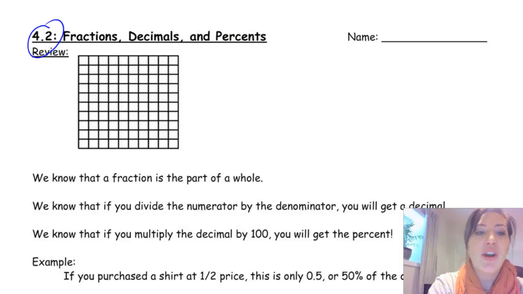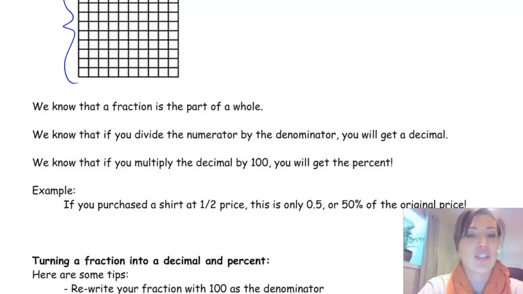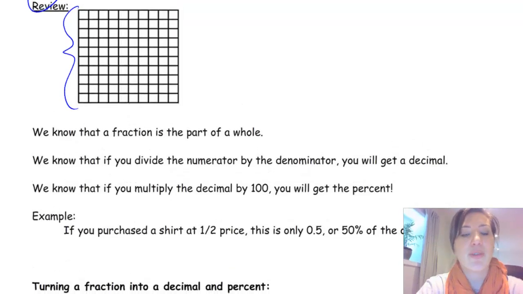So we already know about these 100 blocks. This represents a whole. So if you start to color in just some of the squares, that is just a fraction of the whole, just part of the whole square. So we know that a fraction is part of a whole, that if you divide the numerator by the denominator, you get a decimal, and then if you times that decimal by 100, you get a percent.